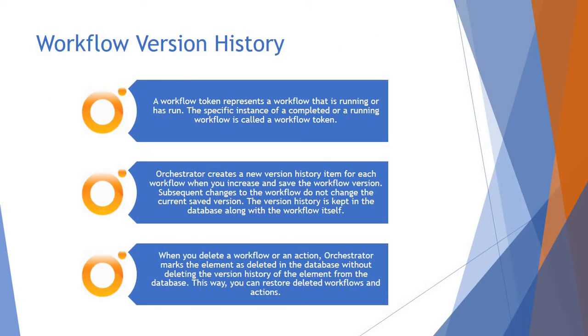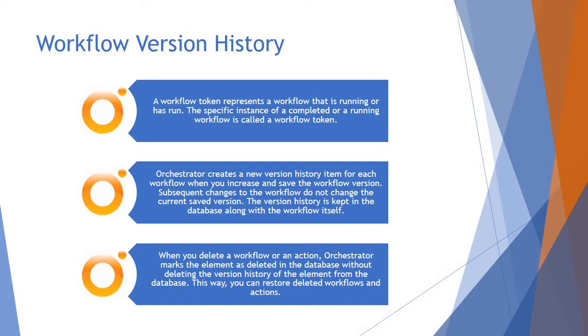Workflow version history. Orchestrator keeps the version history of each workflow, irrespective of whether it is included in the default workflow library or whether the workflow is newly developed. By keeping the version history in the database, you can compare different workflow versions and revert to a previous workflow version.